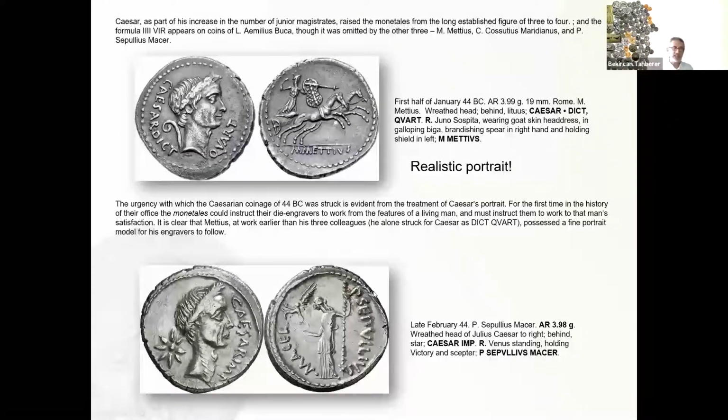And right after that, the portraiture simply goes bad. And this is the first half of January. He is Caesar Dictator Quart. And this is late February 44. Guess what's going to happen next month?